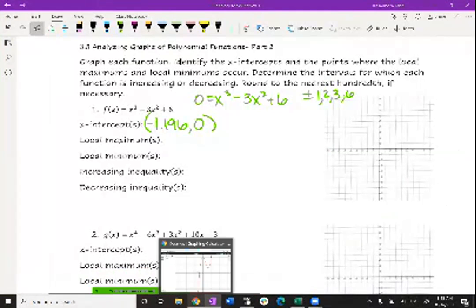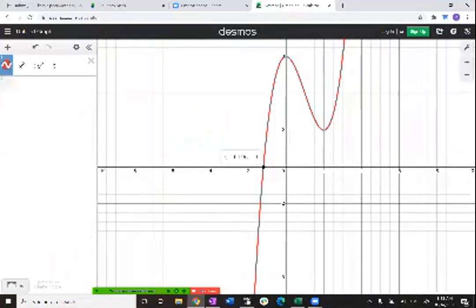So let's look here. Local maximum. So this one right here, the 0.06 is my maximum, like it's higher than the stuff on the left and right. And then this point down here, 2, that's my local minimum. It's lower than the stuff on its left and right. So there's my local max and local min, 0.6 and 2.